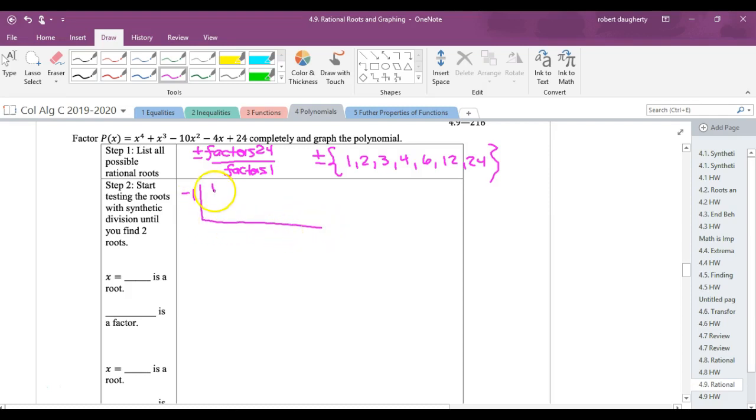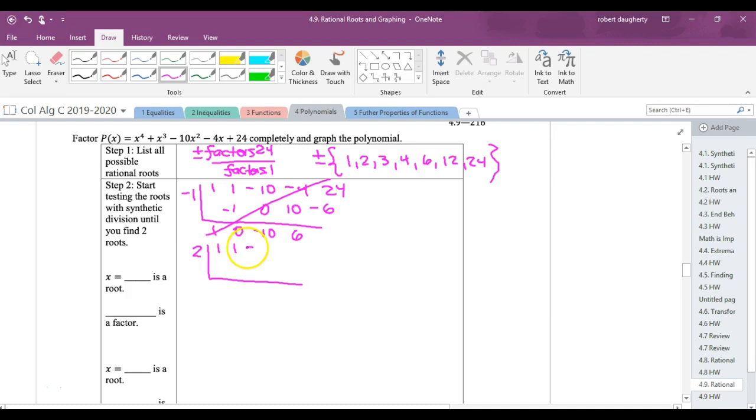So let's see: 1, 1, negative 10, negative 4, 24. If I use negative 1, this is negative 1, 0. 0 minus 10 is negative 10. Negative 10 minus 4 is negative 6. That does not work. So 1 and negative 1 don't work. Where do I go next? Let's go to 2.